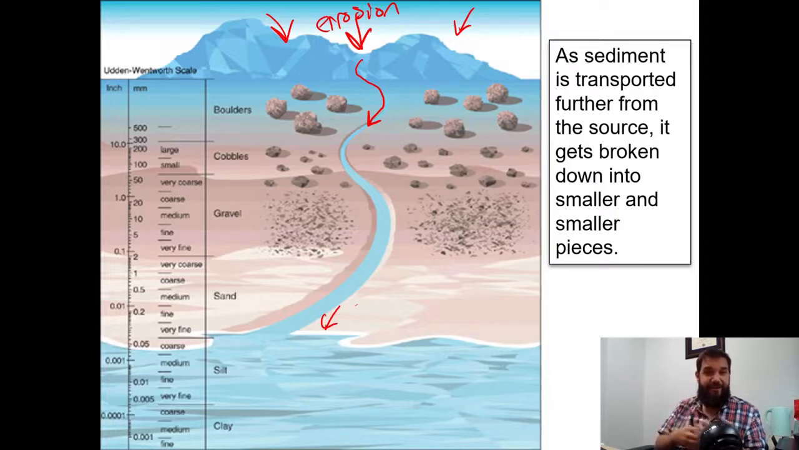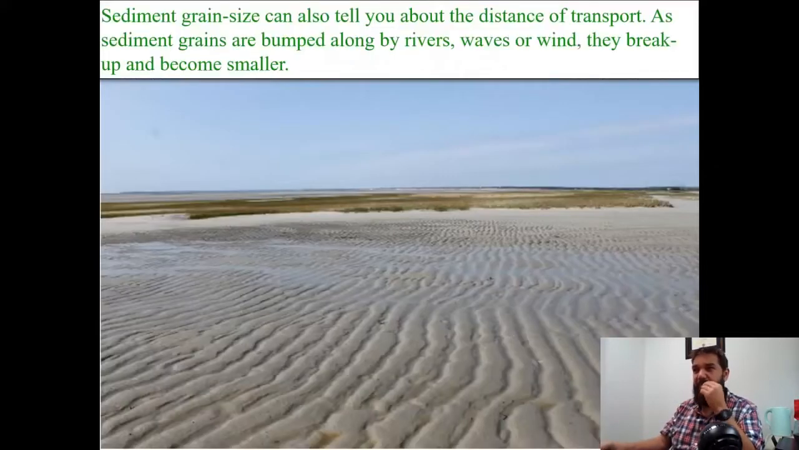And by the time it gets down here to Corpus Christi, it's very small particles of sand, silt, and clay, mostly silt and clay, right? So that's what actually reaches here. And that's why, when you go around Corpus, you have all this clay soil and silt and stuff like that. So sediment grains can also tell you about distance of transport, okay? Can tell you about distance of transport.